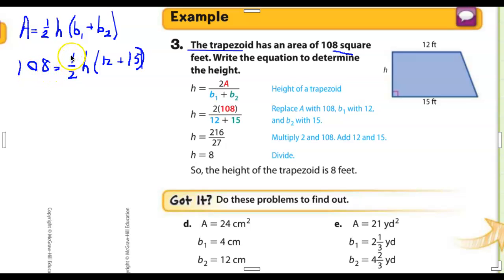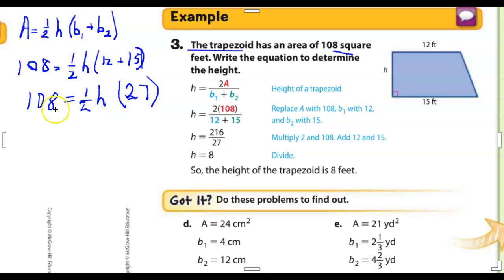That is equal to 1/2 height times base 1 and base 2, which is 12 and 15. So we're going to go ahead and add those two numbers together because parentheses go first in order of operations. Okay, if you answered 27, you were correct. So 108 equals 1/2 times h times 27.